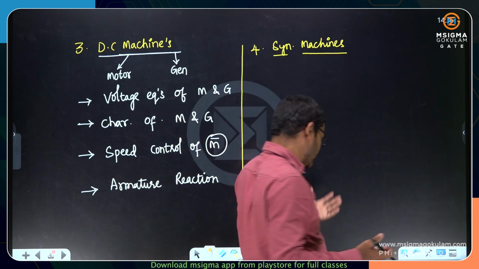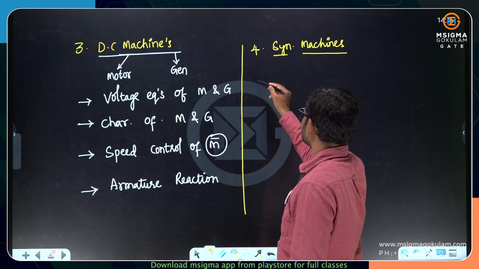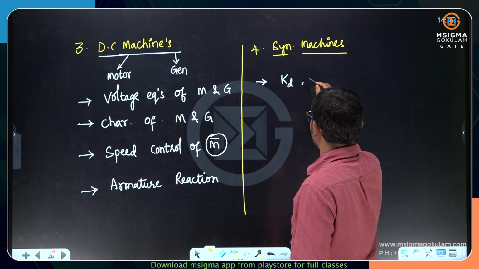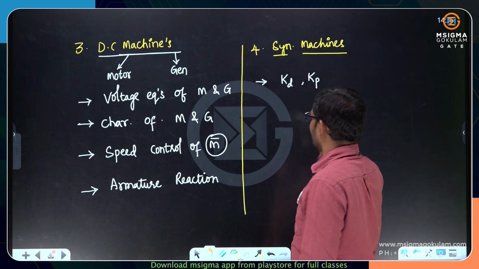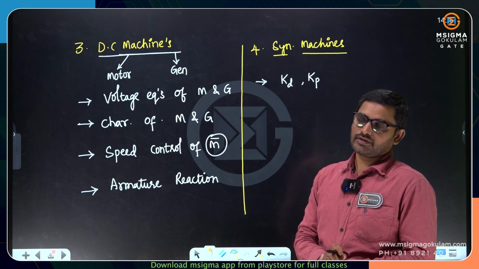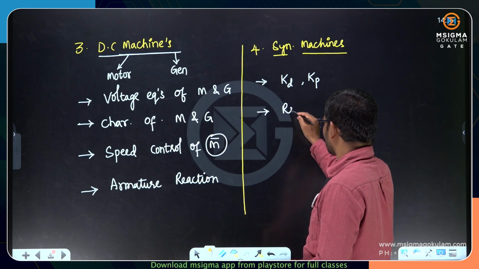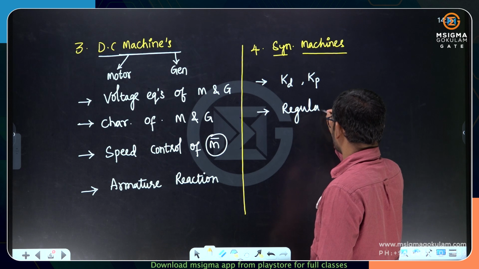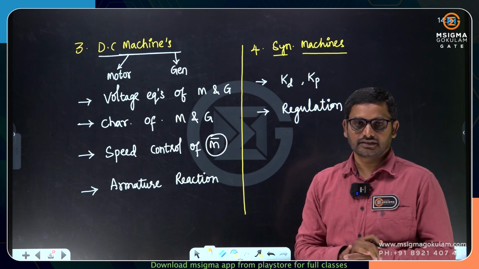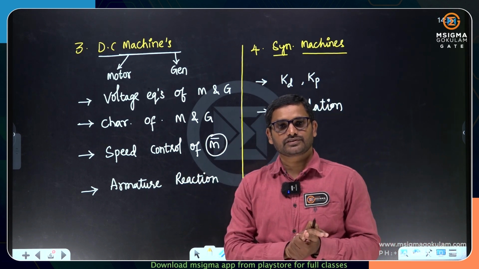So we will be having more discussion with respect to these synchronous machines, and here the very important topics are problems on KD, KP, pitch factor and distribution factor of the armature windings. Okay, so this is one important area, and another area is regulation of alternator.